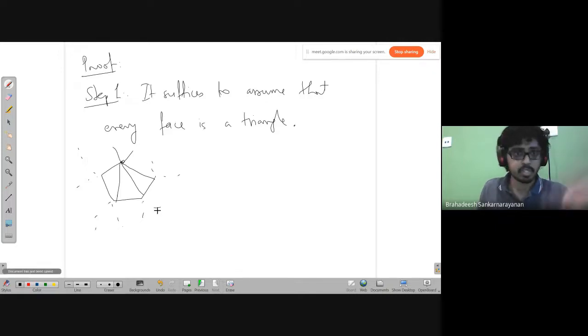It suffices to triangulate every face and then do it, because in the process of triangulation, the degree will either remain the same or increase. So if for this maximal planar graph, there is always a vertex of degree less than 6, even in the original, there is a vertex of degree less than 6. Okay, so that's the argument. Let me know if you want me to go over this again. So that's step 1. So let's assume that every face is a triangle.